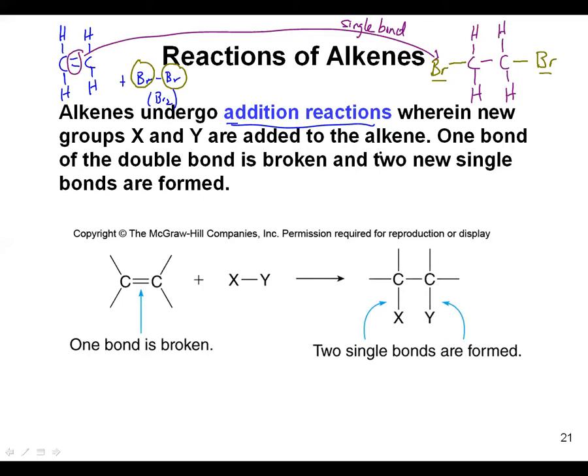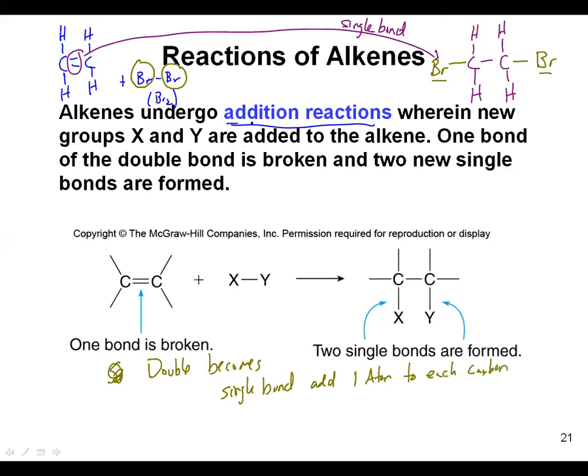So the general thing that happens in this type of reaction when we do an addition reaction is pretty much a double bond becomes a single bond. And then you add one atom to each carbon.